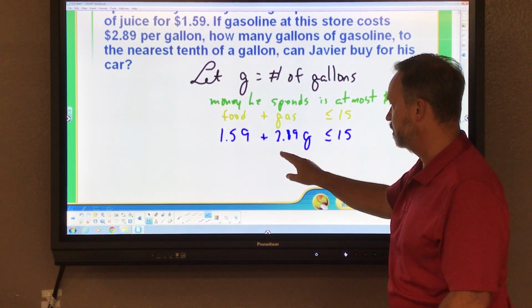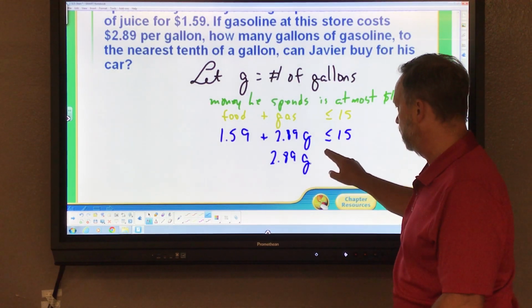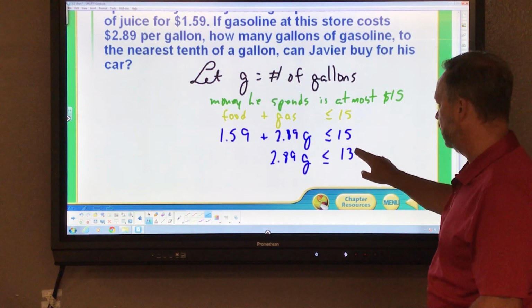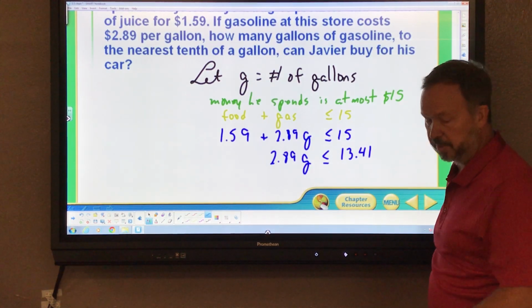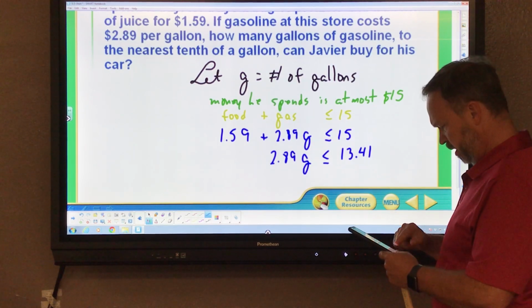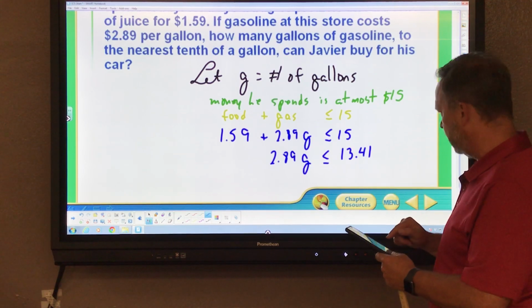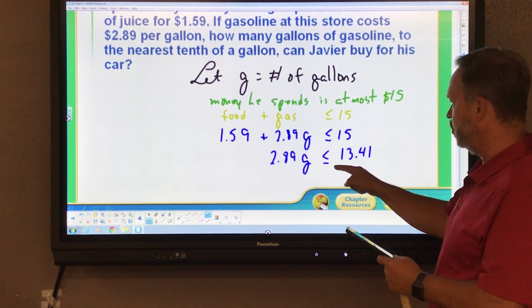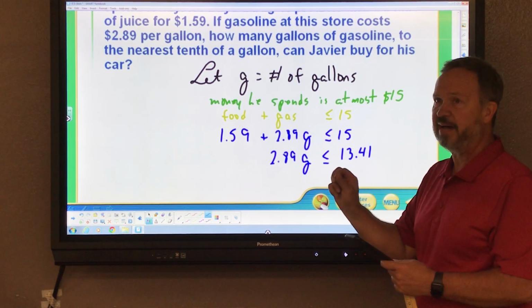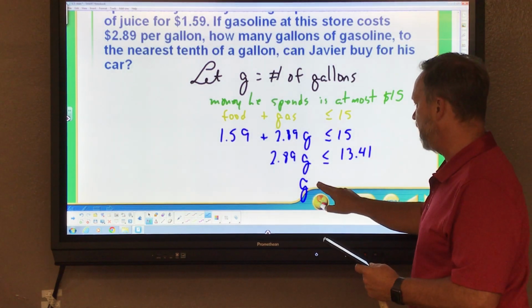So I'm going to subtract the $1.59. So I have the $2.89G, and I'm going to subtract the $1.59. So that's going to be $13.41 is what that's going to be. $13.41. Then I'm going to hurry up, little thing. I'm going to do that math with my calculator. So I'm going to divide both sides by 2.89. It's a positive 2.89, so I don't flip the symbol, right? Only when I divide or multiply by a negative, and I'm not. So I'm not even going to write it.